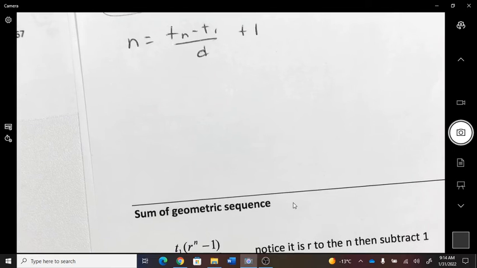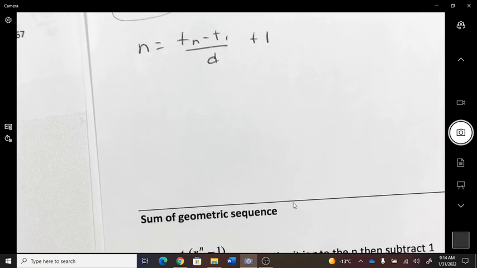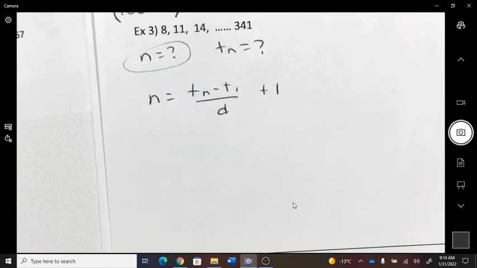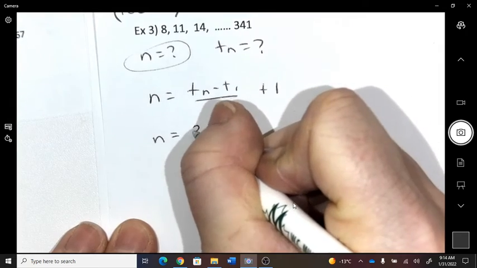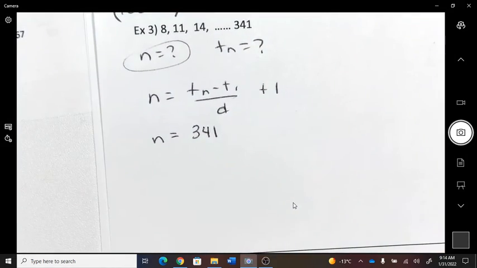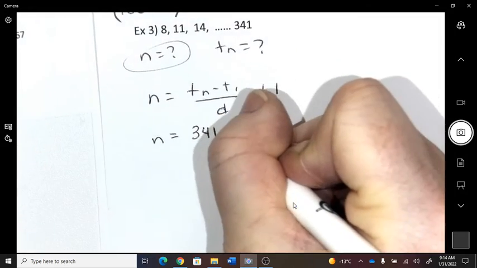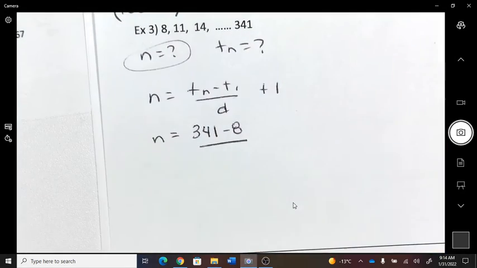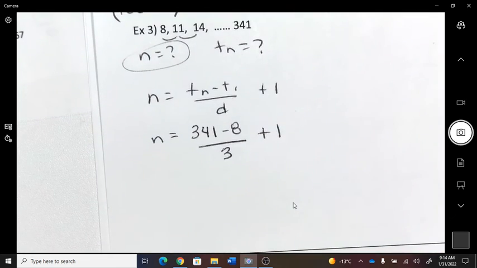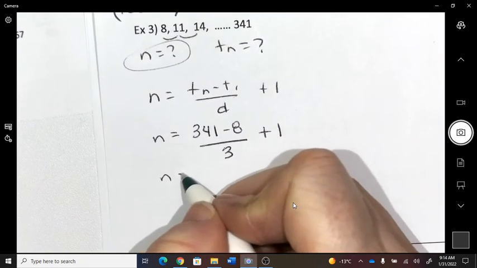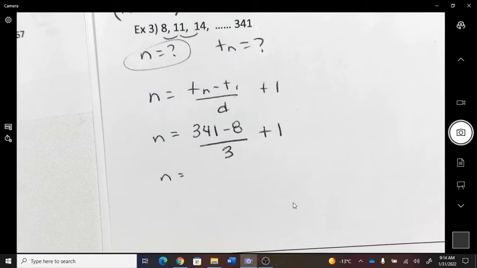You have these on your sheet again. There's your formula. Okay, so the n, term n, is the last term minus the first term over the difference. What's the pattern going on? What's happening every time? Positive 3. I'm going up 3. Okay, so how many terms are in this sequence?